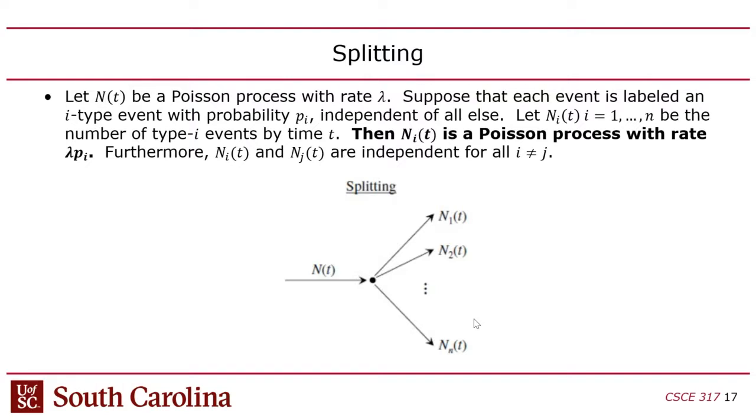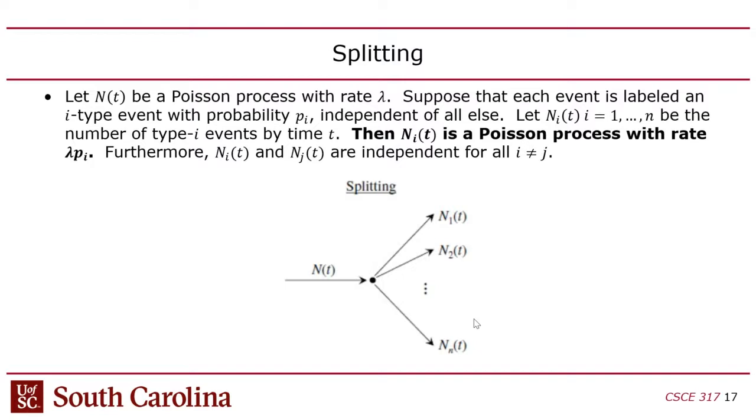Let N_i(t), for i from 1 to n, be the number of type i events by time t. So basically we have N(t), and then we have N_1(t) and so on. The idea is we're taking N(t) and splitting it into sub-Poisson processes, but the deciding factor is determined by a probability.